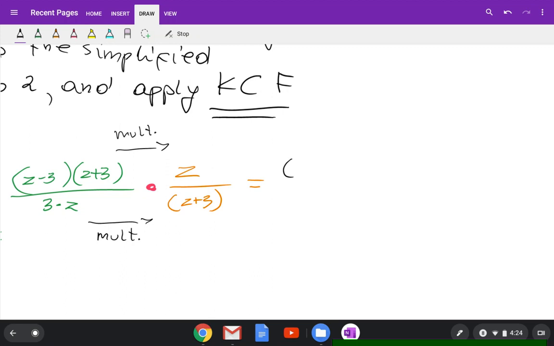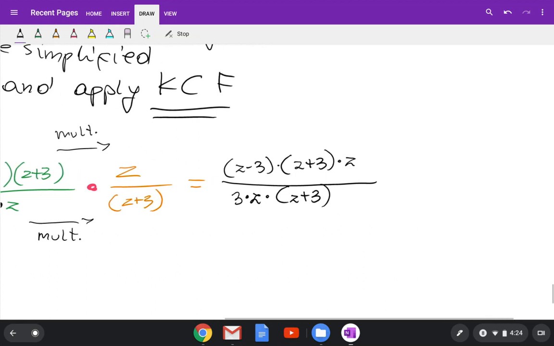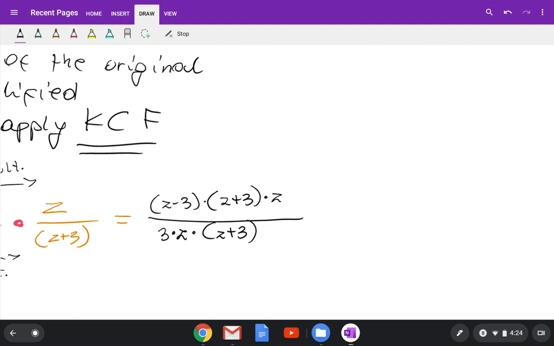So we have z minus 3 times z plus 3 times z over, that was multiplication here, 3 times z plus 3. So again, don't distribute because you should always be able to cancel something. So factors which repeat, z plus 3 is on the top, z plus 3 is on the bottom, cross them out. And you have z on the top, z on the bottom.